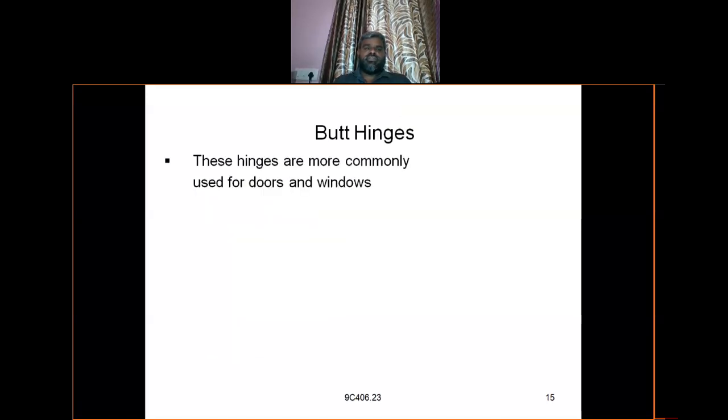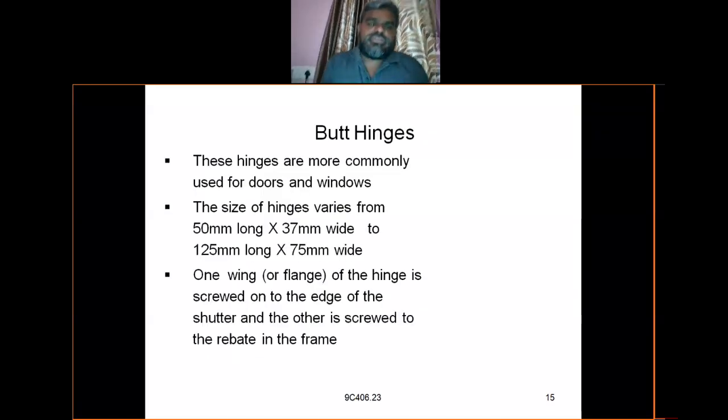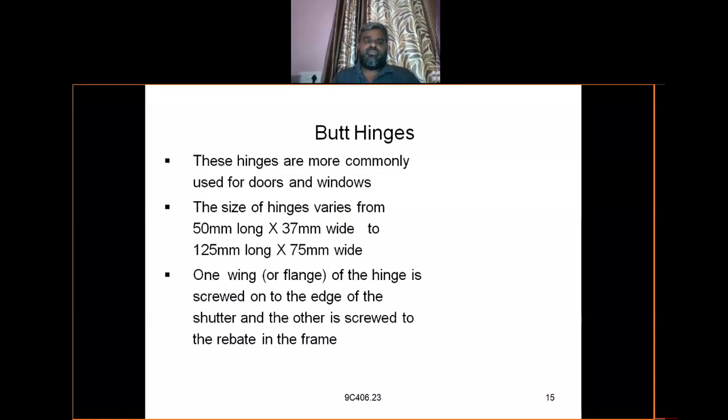Butt hinges are commonly used for doors and windows. The size of hinges varies from 50 mm long by 37 mm wide to 125 mm long by 75 mm wide. One wing or flange of the hinge is screwed onto the edge of the shutter, and the other is screwed to the rivet in the frame. Means the hinges are used to fix the door and door frame.